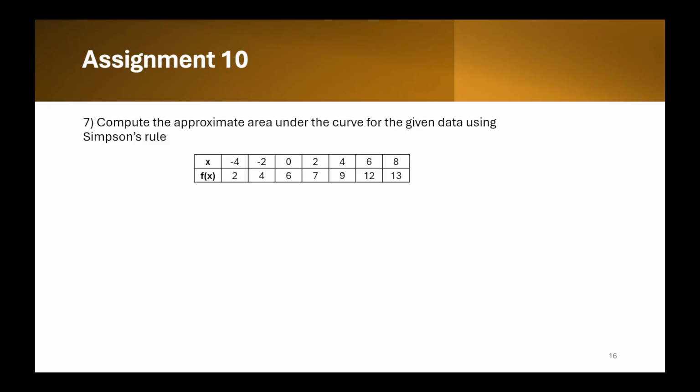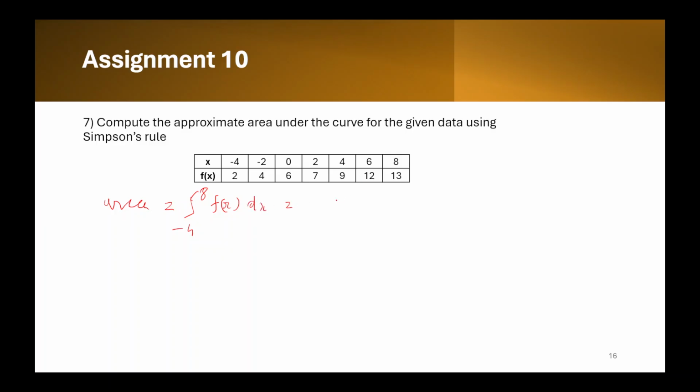Compute the approximate area under the curve for the given data using Simpson's rule. So now we are given f(x) at different x, and you need to compute the area under the curve using Simpson's rule. So what will be the area for this given limit -4 to 8? So this is again the integral from -4 to 8 of f(x) dx.